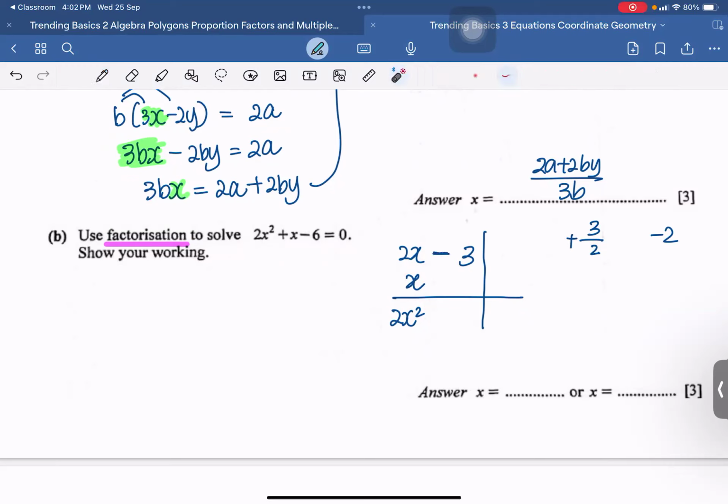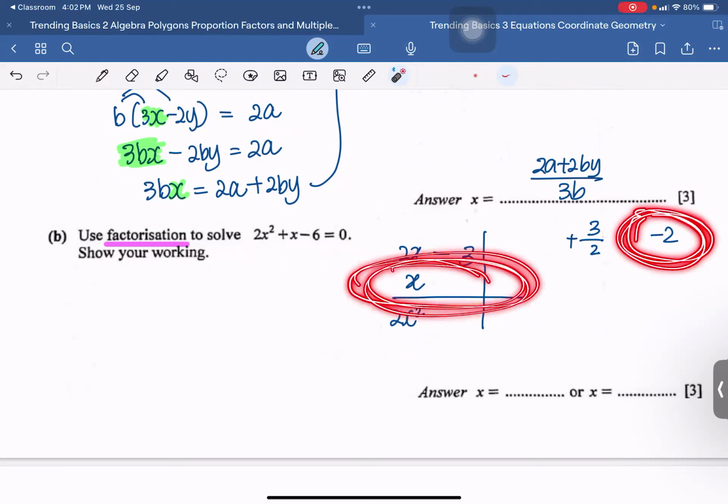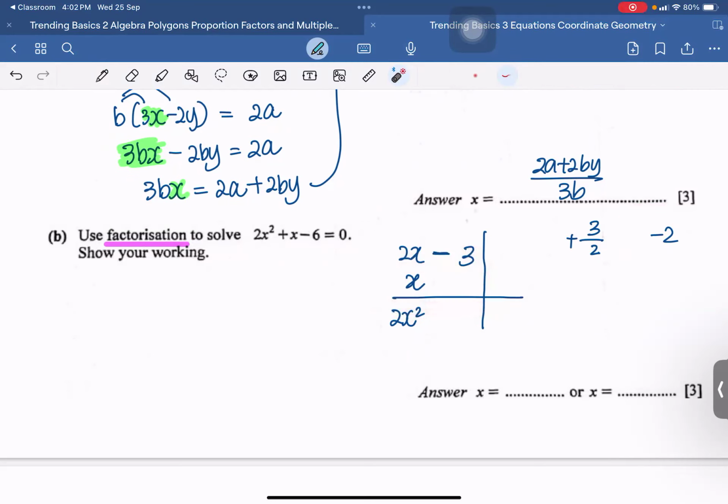Then can you tell me the next one? The answer here is -2. So what do I write? What do I get here? -2. No, +2. Yes, x. So the answer is x plus 2 over here.